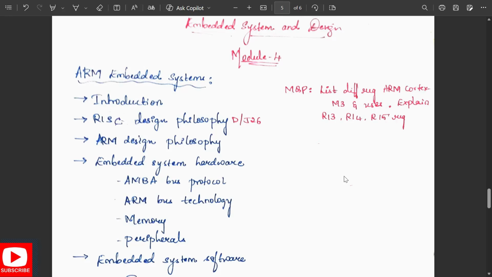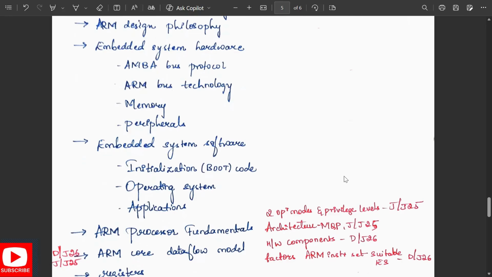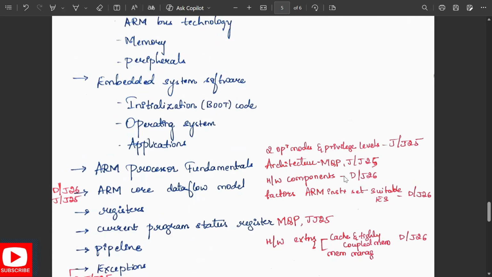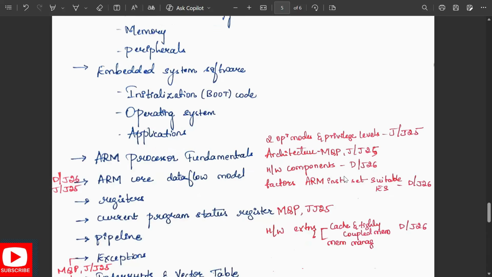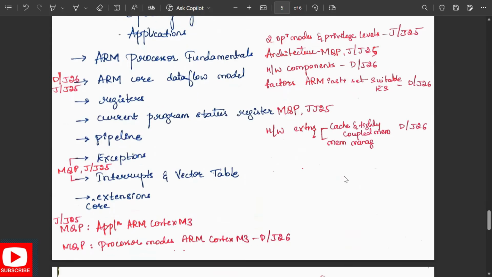So firstly, we are starting with the ARM embedded system introduction, then RISC design philosophy, ARM design philosophy, then embedded system hardware, that is AMBA bus protocol, ARM bus technology, memory, peripherals, then embedded system software, that is initialization, boot code, then operating system applications, then the ARM processor fundamentals: ARM core data flow model, registers, current program status register, then pipeline, exceptions, interrupts and vector table, then extension, that is core extension.